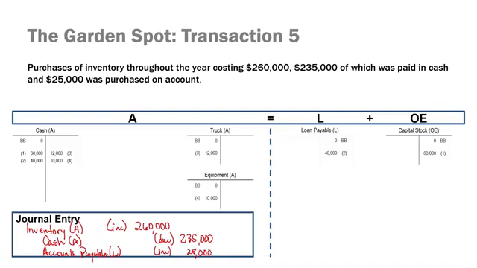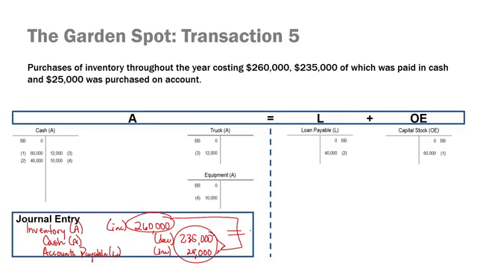Now, this is the first time we've seen in the garden spot a journal entry that had two right side entries. So remember, we've got to make sure that the total of the left side's entries is equal to the total of the right side entries. This total is 260. So these are equal, so we've done the journal entry appropriately.